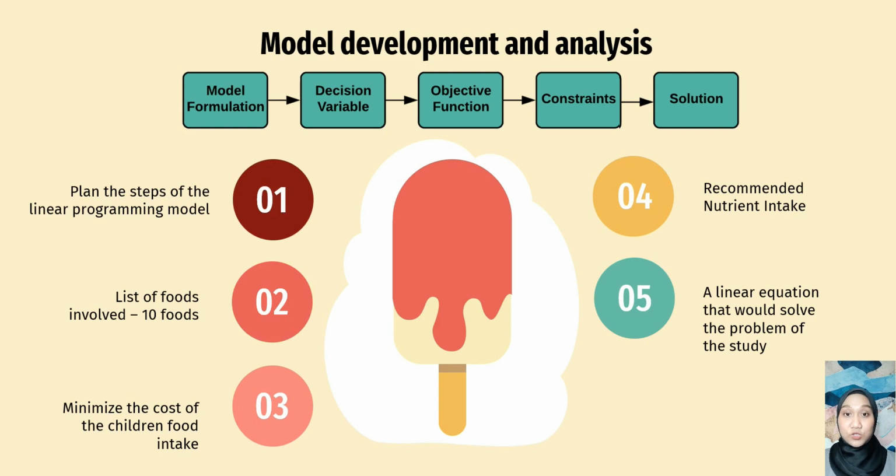Then, the objective function is to minimize the cost of the children's food intake. And the constraint consists of the total calories and the total quantity of the 6 types of nutrient. The calories should be less than 1350, fat less than 25 gram, cholesterol less than 300 mg, carbohydrate equal or greater than 55, iron equal or greater than 30 mg, calcium equal or greater than 600 mg, protein equal or greater than 20 mg, then fiber equal or greater than 20 g. The solution will be put into a mathematical expression that consists of the objective function that meets the requirement of the constraint.